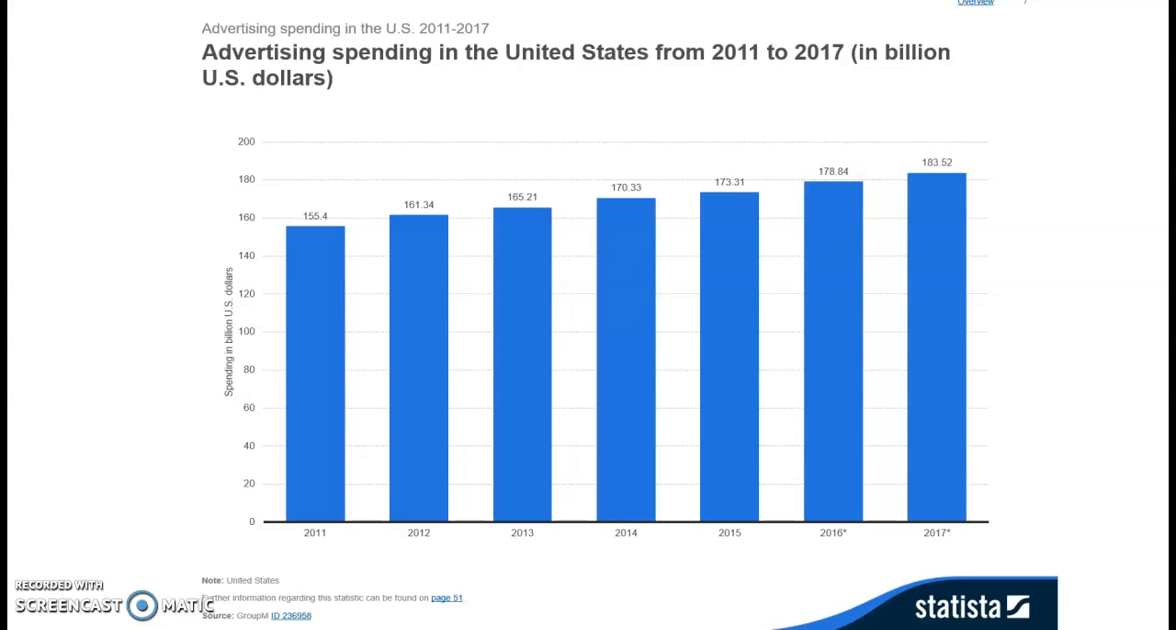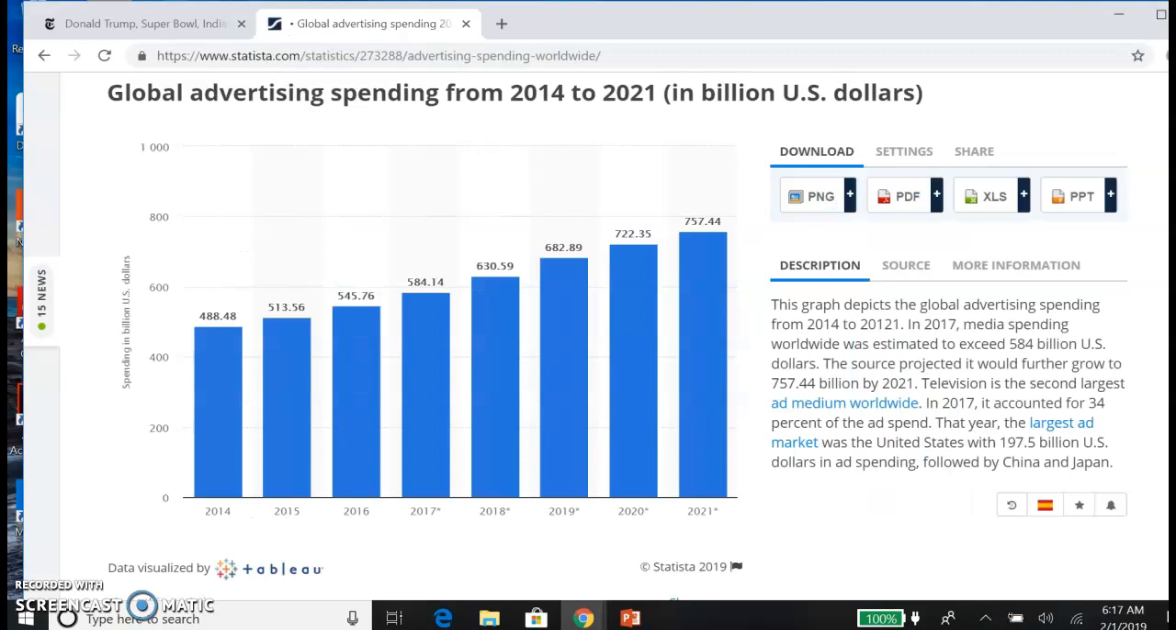And the vertical axis is billions of dollars. So we're going from 155 billion to 183 billion. So that's how much is spent on advertising in the United States in total across all media types.